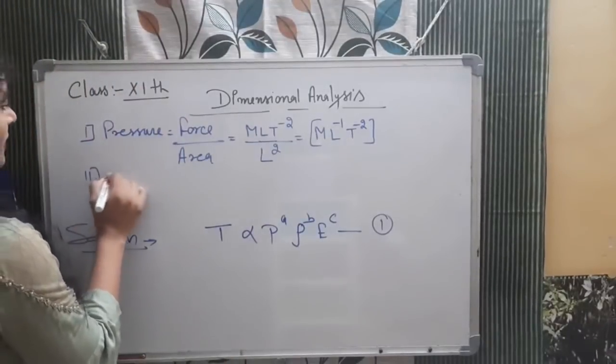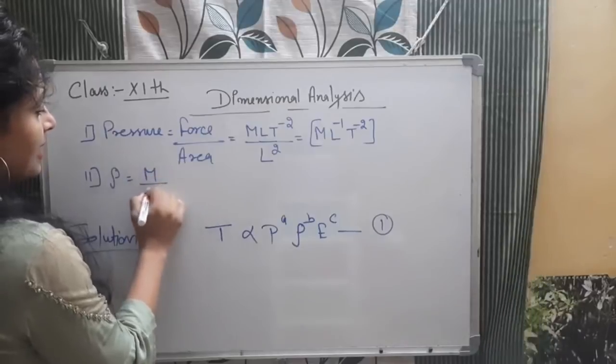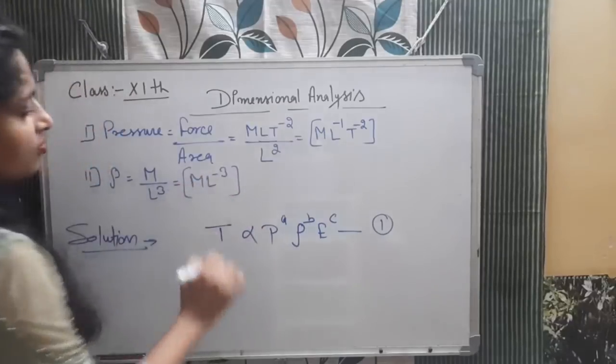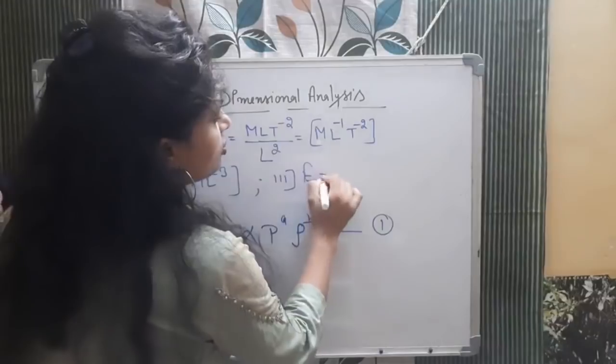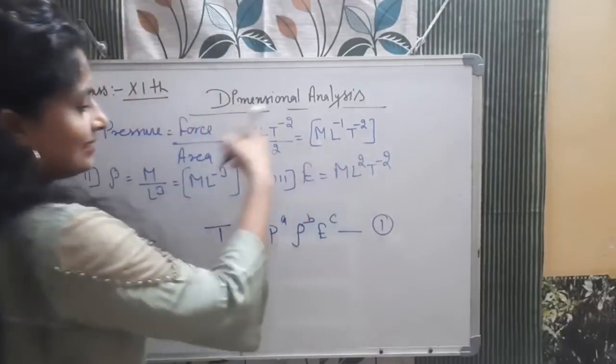Density, second. Density is equal to mass per unit volume, M by L cube. So M L minus 3. This is the dimensional formula for the density. And energy, third part, energy you all know, M L2 T minus 2. So these are the dimensional formulas.